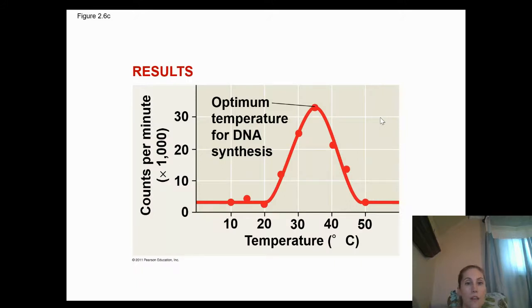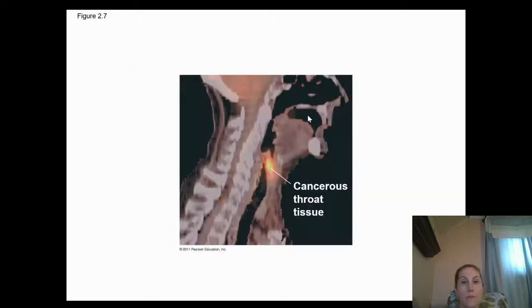Okay, so here's what you were seeing. It's just a different pictorial image of what you saw on the other slide of where DNA synthesis is most optimal. Okay. All right, so what you're looking at here is a PET scan. Okay, you may have heard that before. Usually if they suspect someone of having cancer or they are looking to see if cancer has spread, they will ask to have a PET scan done on that individual. And a PET scan is a positron emission tomography.